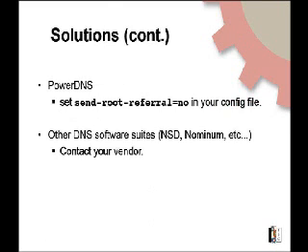Now, for other DNS providers, for the sake of fairness, I believe DJBDNS actually does refuse out-of-scope queries from the beginning, so you don't have to do anything. For PowerDNS, you can set send-root-referral in your configuration file. If you're using something else like NSD or Nominum, you can contact your vendor. I actually tried looking for NSD and couldn't find it.